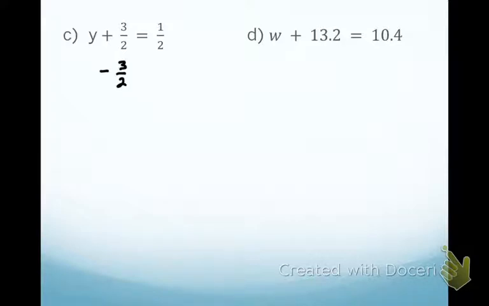And class, remember, what you do to one side, you must be fair and do it to the other side. So now we're going to go ahead and draw this. It's like a big addition or subtraction kind of problem. What happens right here, Sierra? Plus 3 halves minus 3 halves.